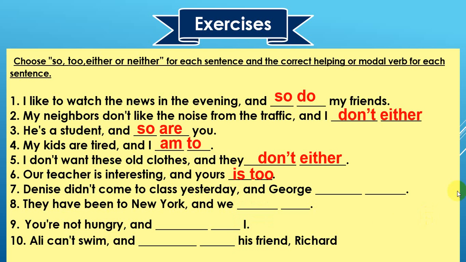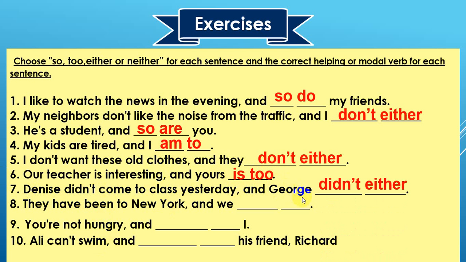Okay? Did you notice the place? So I placed too at the end and either at the end. Too for a negative or positive statement, what do you think? That's right, for a positive one. Moving to number seven. They said they didn't come to class yesterday, and George didn't either. Okay, this one is negative.